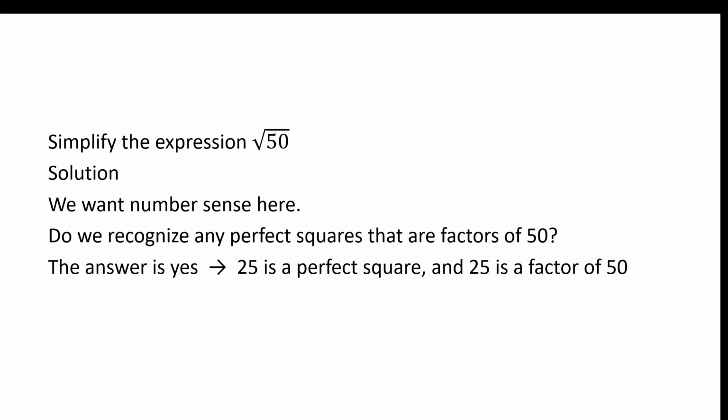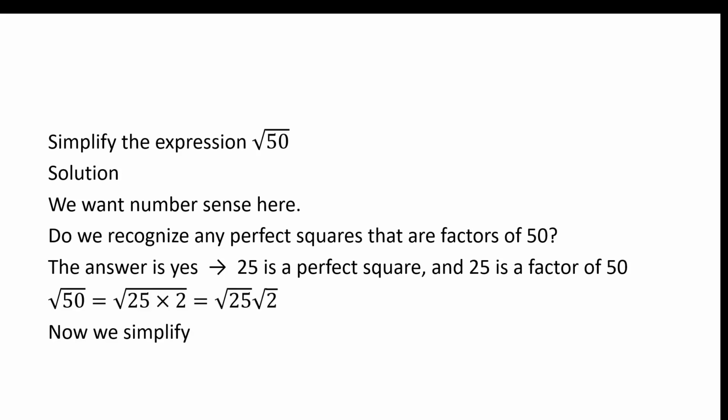So if we wanted to simplify the expression square root of 50, what we want here is some number sense. Do we recognize any perfect squares that are factors of 50? And the answer is yes. 25 is a perfect square, and 25 is a factor of 50. So we can re-express the square root of 50 as the square root of 25 times 2. That's equal to the square root of 25 times the square root of 2. And now we simplify. The square root of 25 is a known quantity. It equals 5. And so we just get the answer 5 root 2.